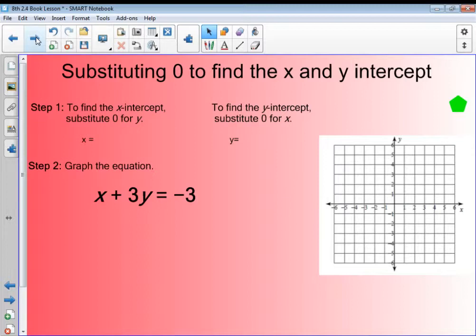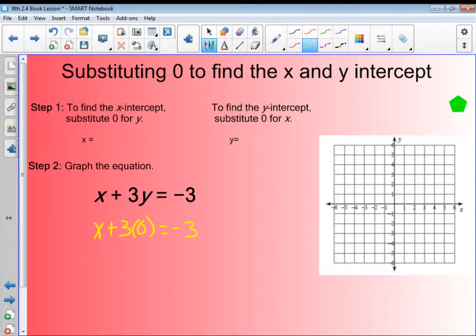We're going to substitute in a 0 wherever y is in our equation, and then we're going to solve for x. So here's our first step: wherever we have a y, we're going to put 0. So we have x plus 3 times 0 equals negative 3. Now if we simplify, we have x plus 3 times 0 is 0 equals negative 3. So then to get rid of our 0, we would subtract 0, subtract 0.